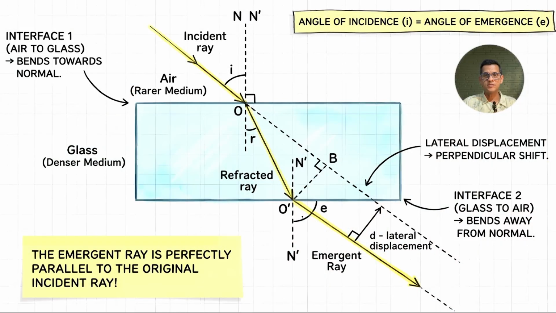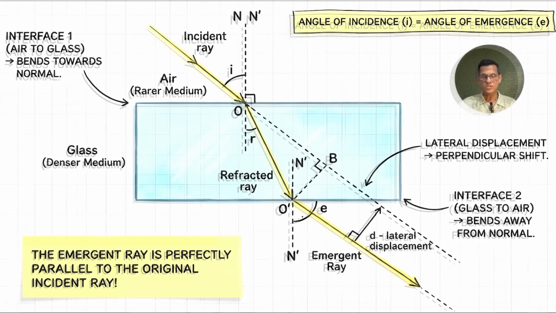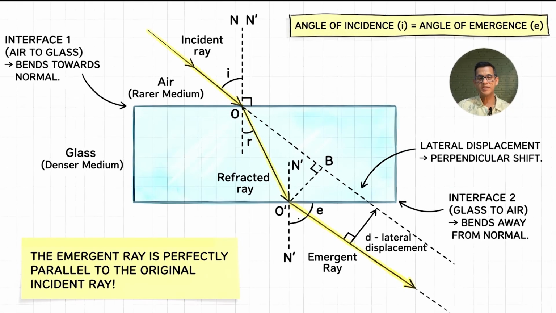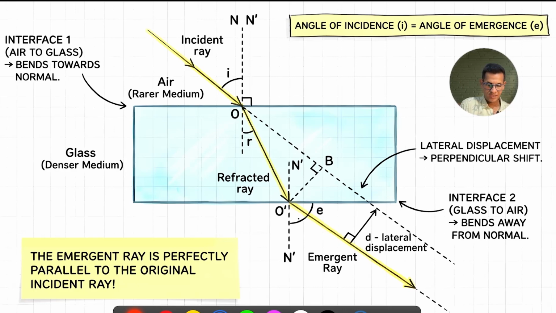Let's understand refraction with the help of this very simple experiment. In this particular experiment, we have a glass slab here, and let's name it ABCD. And let's assume that a ray of light is passing from air into glass.